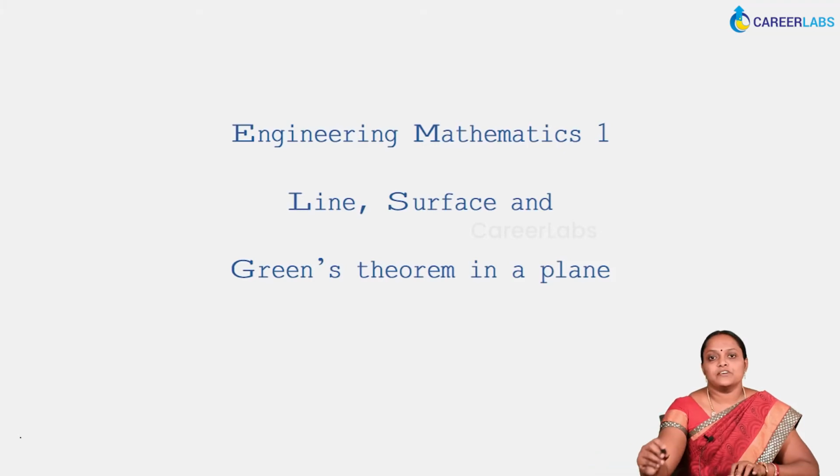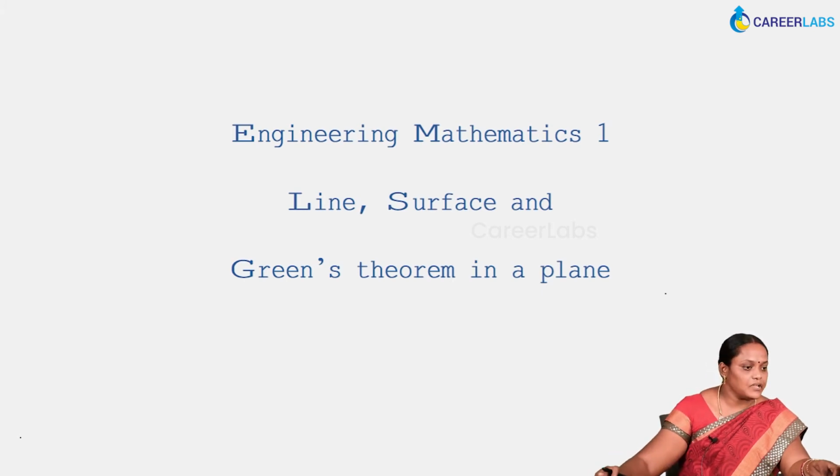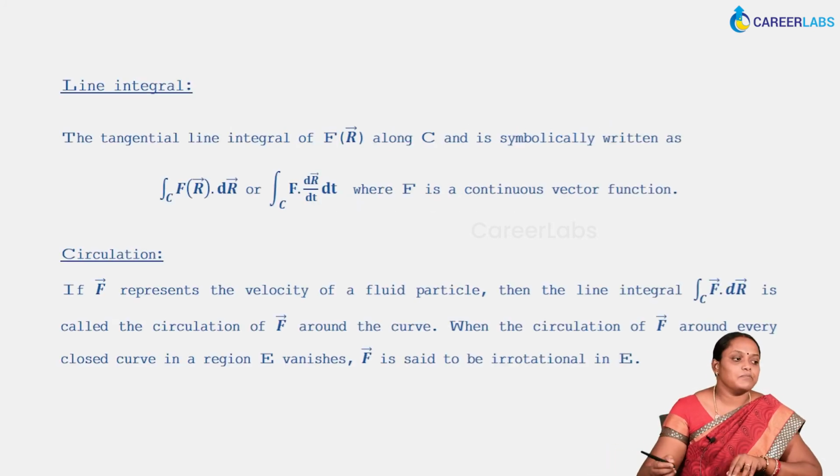Hello everyone, in this lecture we are going to learn about line integral, surface integral and Green's theorem in a plane. So now first let us start with the definition of line integral. The line integral is defined by integral over C of f vector dot dr vector, or integral over C of f vector dot dr vector by dt into dt, where f is a continuous vector function.